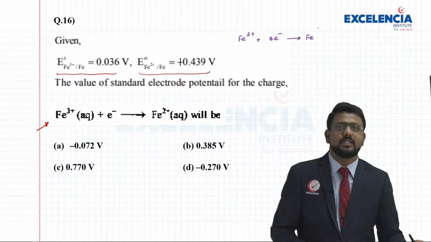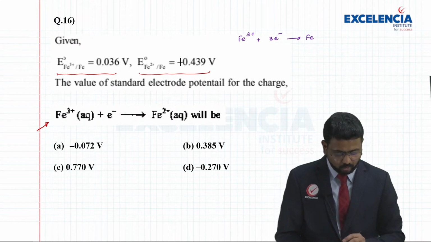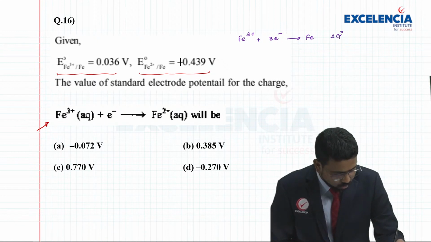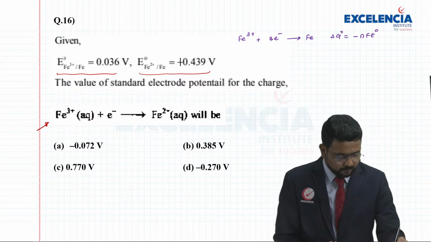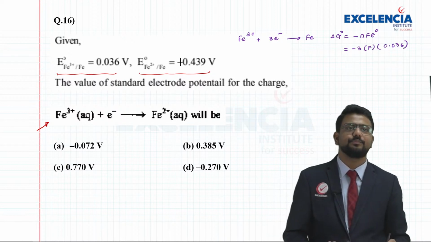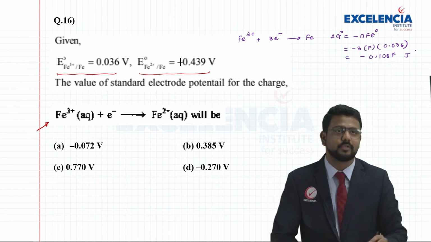Now the E naught value here is given to you as 0.036 volts, and how many moles of electrons are involved here? 3 moles of electrons. So for this case, if I write delta G naught, it is going to be negative nFE naught, correct? So here the value for n is nothing but 3, so 3 times F times E naught, which is 0.036. When you do this calculation, your value for delta G naught will come out to be negative 0.108 F. This obviously will be in terms of joules.